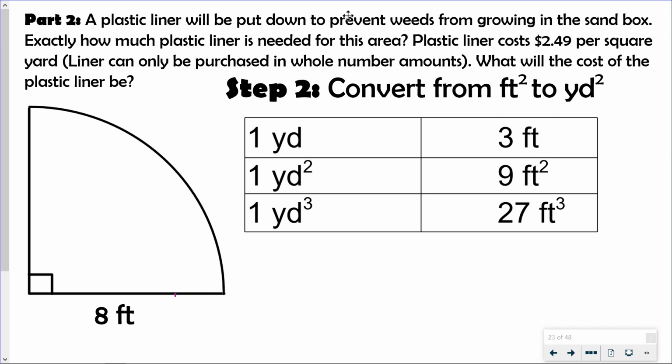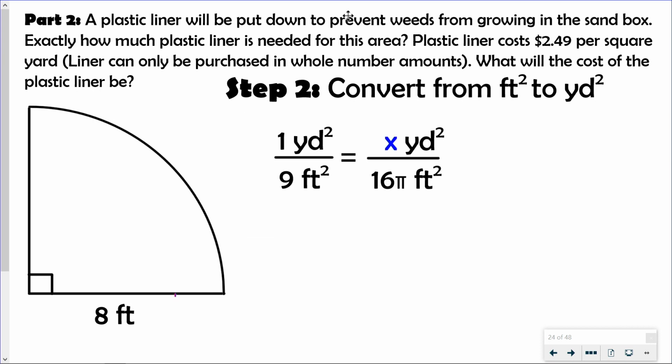So now let's do a conversion. So this is our unit ratio here. Okay, 1 square yard is 9 square feet. So 1 square yard is to 9 square feet as x square yards, that's what we're trying to figure out, is to 16 pi square feet. So what we've done is we've created a proportion, so we will cross multiply and solve. So 16 pi times 1 is 16 pi, 9 times x is 9x. So we have 9x equals 16 pi.